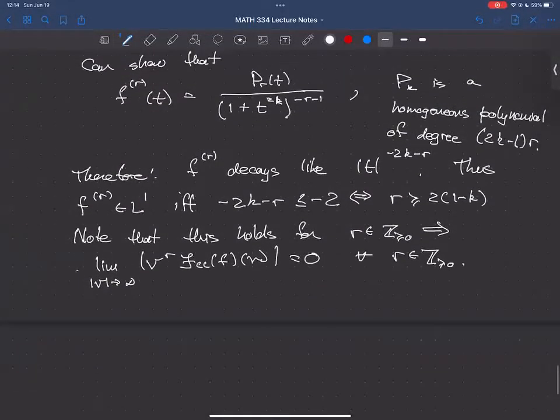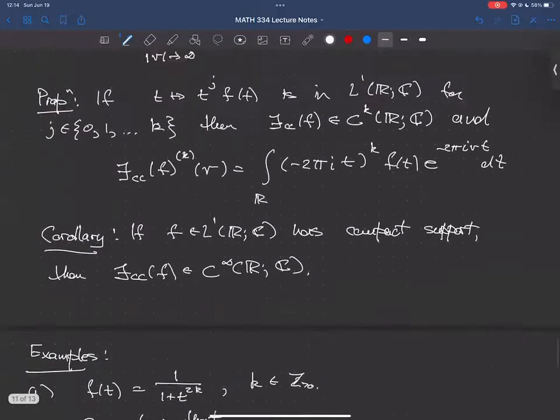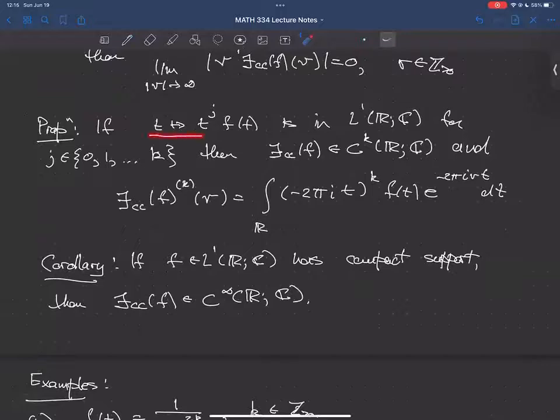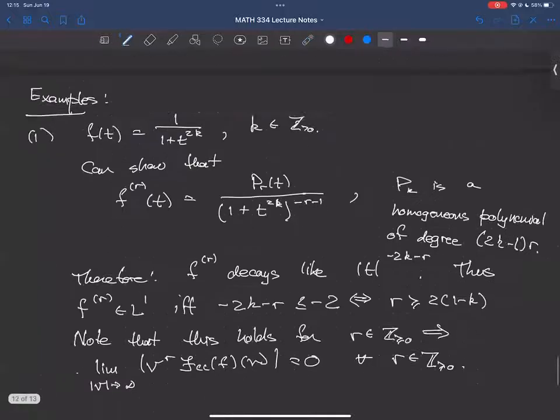All right, now what about the opposite way of doing things? So this is giving us differentiability of f gives rate of decay of the CCFT. What about rate of decay of f versus differentiability of the CCFT? Okay, so also note that t maps to t, and so here I need to check the integrability of that thing, okay, in order to get differentiability of the CCFT, right?